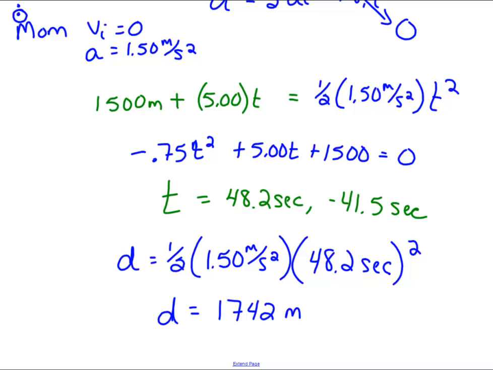So that's how we set it up. Again, the pattern is draw the line. Identify what quantity each object has. Assume they catch each other, and set the two displacement equations equal to each other, and then you can usually solve for time and go back and plug it into the equation to find a distance.